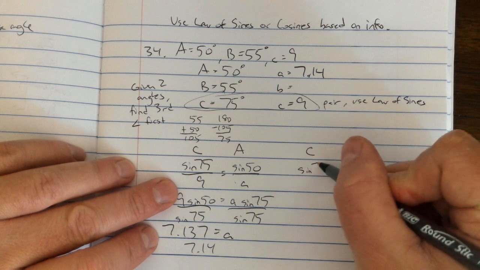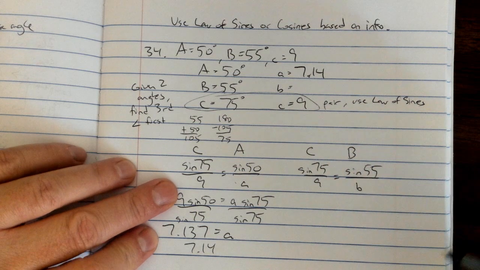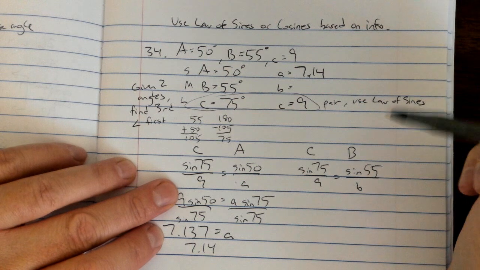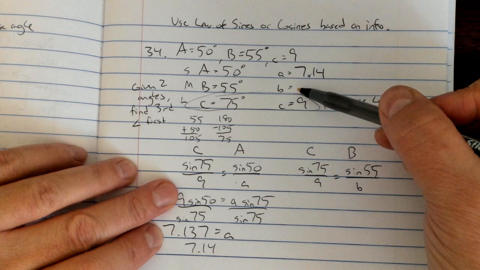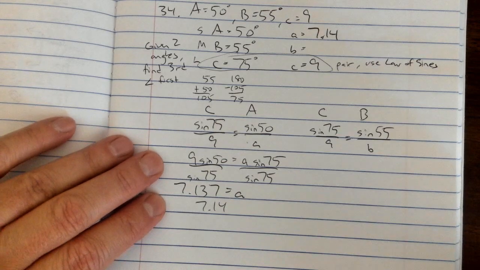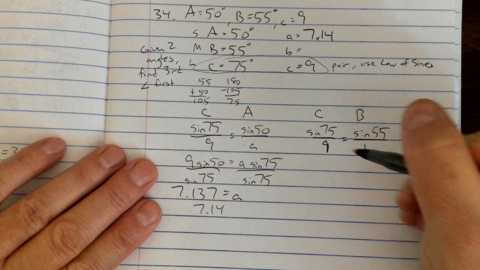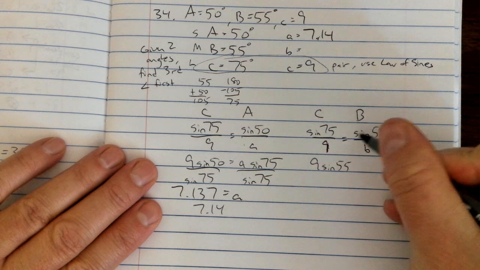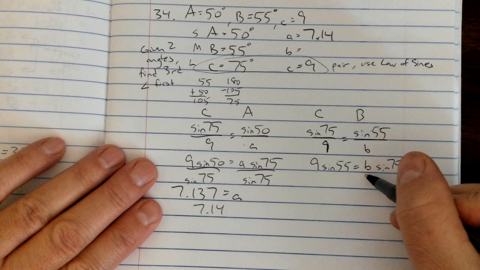So this would be sine 75 over 9 equal sine 55 over B. By the way, based on this information, this is small, medium, large. So 7.14 should be our smallest side. We should have a side length that's about 8, and then the large is 9. That's how you can see if your answer is reasonable. And again, this was a 9. Cross multiply 9 sine 55, so I did this times this, equal B sine 75, and then divide.